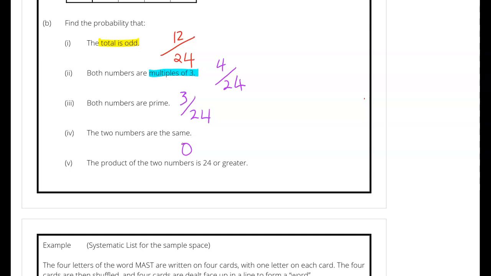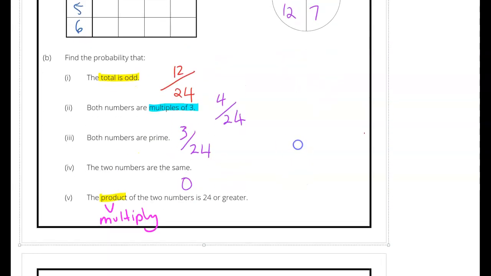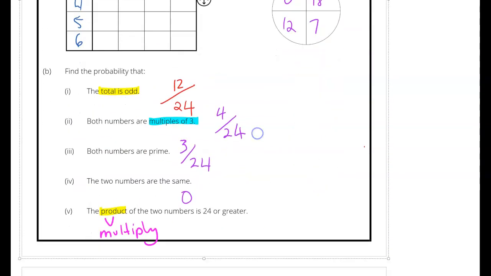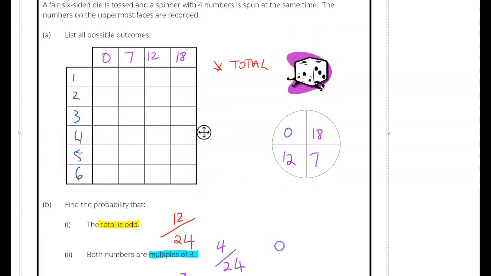All right, this time the product of the 2 numbers is 24 or greater. What does product mean? Product means? No, not sum. What do you do to 2 numbers if you want to find their product? You have to multiply them. Yeah, multiply or times. So product. So how would we find the product of the 2 numbers, is 24 or greater?